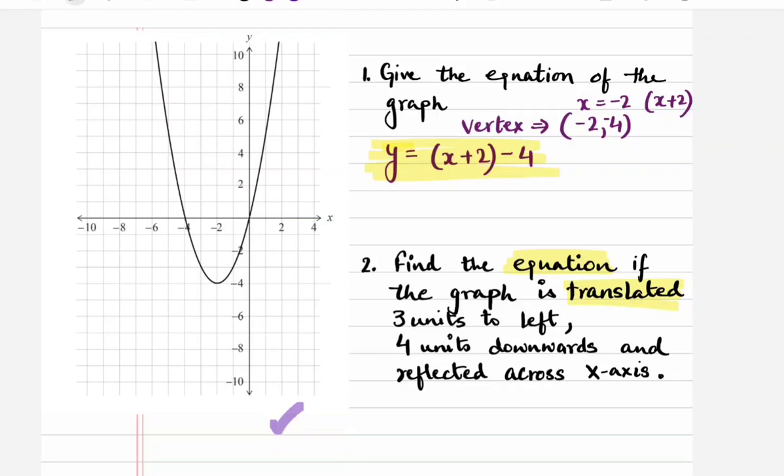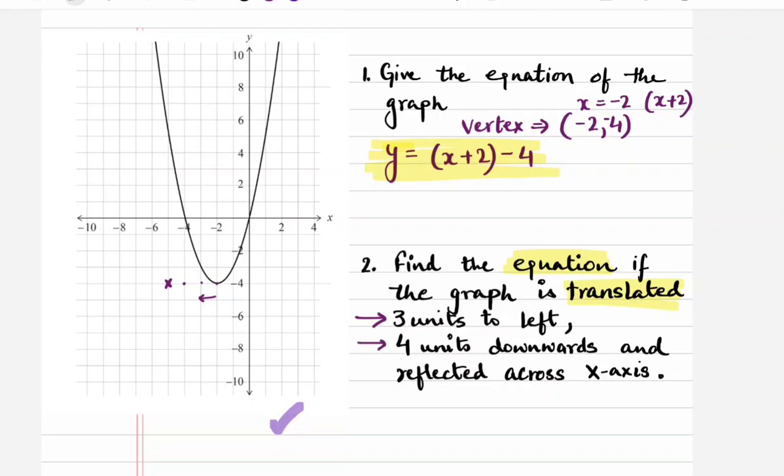So translation, the first bit they say, translate 3 units to the left, right? So left is we are going this way. So if this point is -2, we have to go 3 units this side. So it's going to be -3, -4, and -5, right? So the new graph is there. So the vertex is going to move here, right? So let's put a cross there so we know that we are using that point.